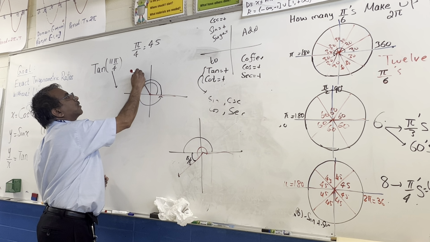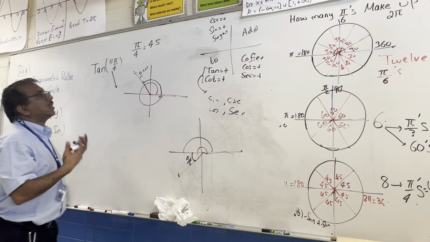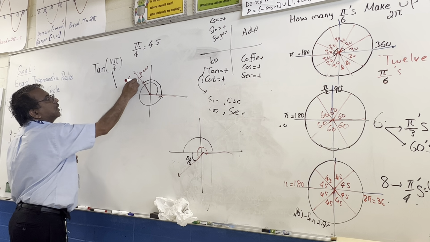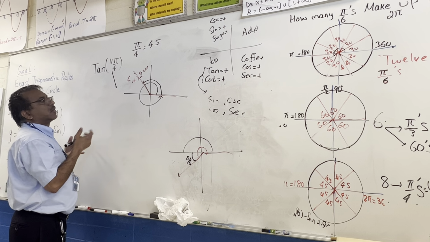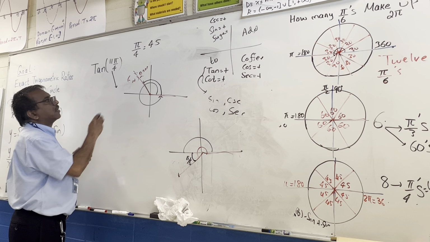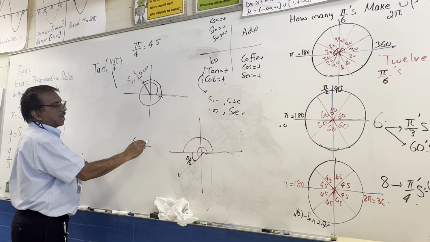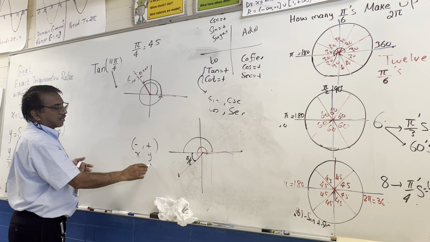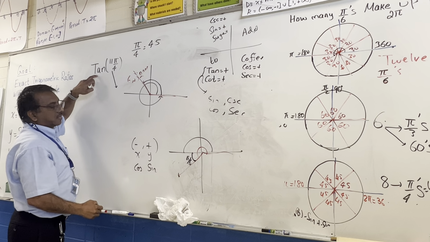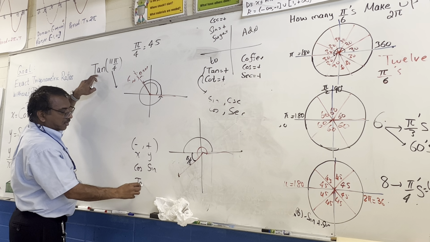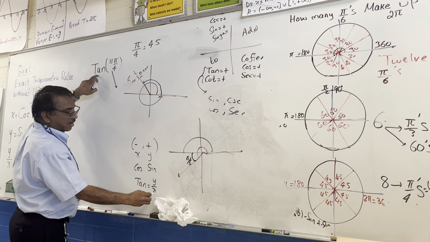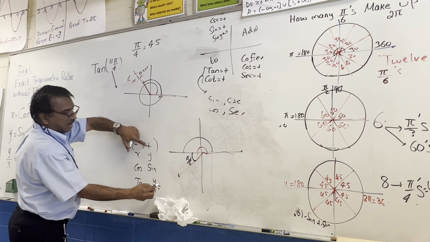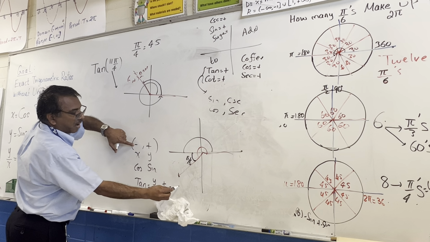This is in the second quadrant, right? In the second quadrant, it's minus and plus. This is how you should remember. What does that mean? If it is minus and plus, the first one is x, the second is y. By definition, this is cosine, this is sine. And what is asked is tan. But what does tan mean? Tan is y over x. So it's plus divided by minus, which is minus.